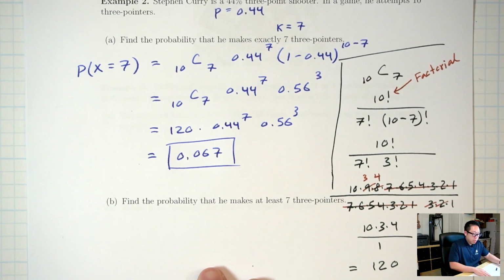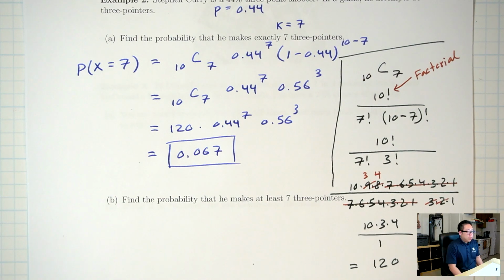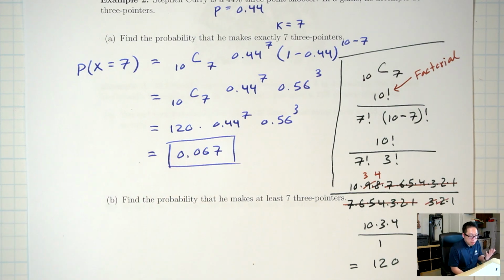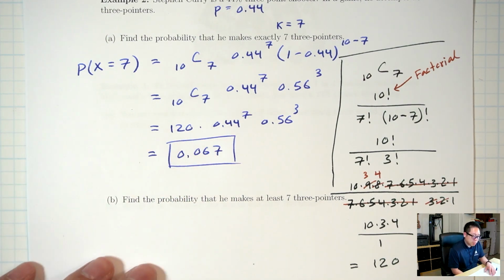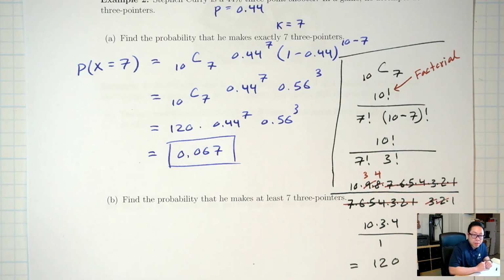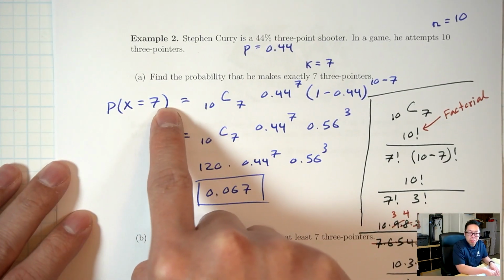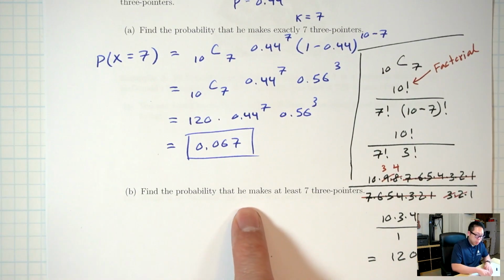3-pointers. Now, most of the time, I don't care about exactly some number of successes, right? Because most of the time, if I'm asking this question, I want to know the chance of the Warriors winning. So they may win if he makes 7 3-pointers, but they'll also win if he makes more than 7 3-pointers. So most of the time, I don't really care about exactly equal to some number. Most of the time, I'm looking for stuff like this.